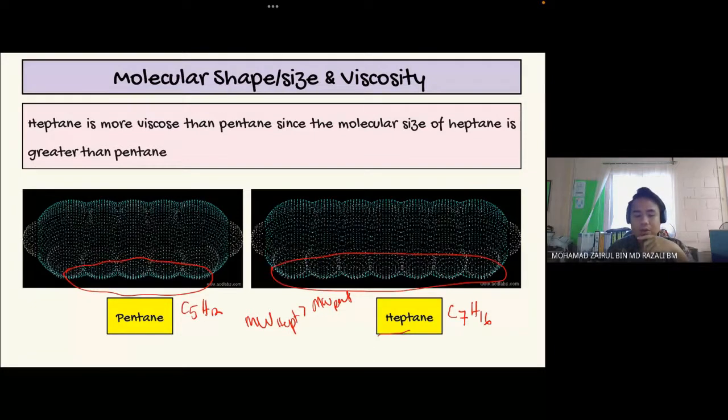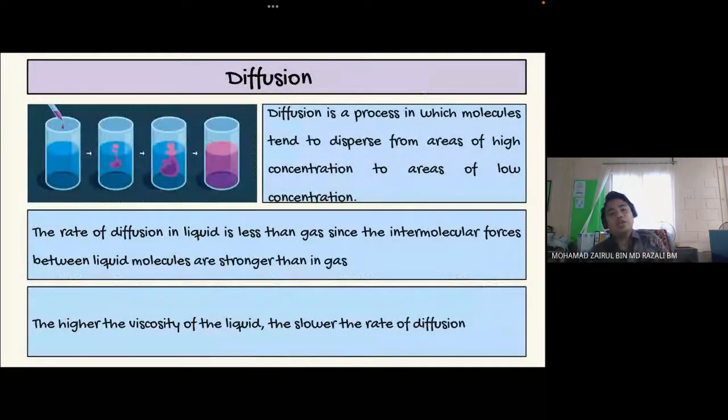Okay. So another property of the liquid that you know is diffusion. Okay, diffusion ini adalah proses di mana molekul itu tend to disperse from area of high concentration to area of low concentration. So contohnya kalau awak ada air kosong, awak letak sirap, awak akan tengok at the point awak letak sirap dekat water, dia akan start berselerak. Dia akan start disperse throughout the liquid. So waktu awak drop ni, ini kita panggil sebagai high concentration area. Dan makin lama, kalau awak biarkan je pun, itu boleh disperse.